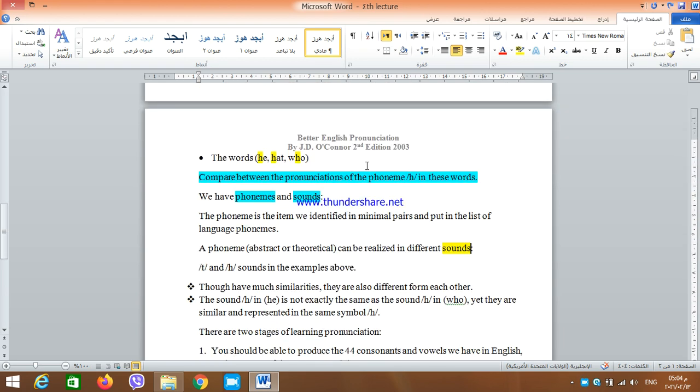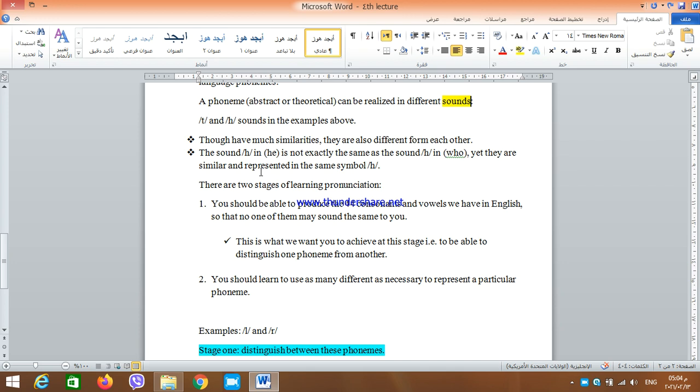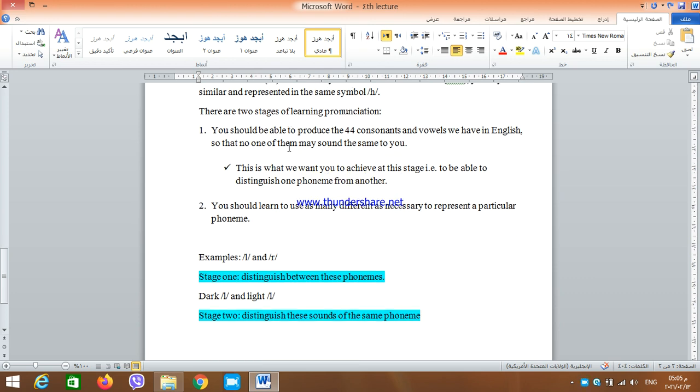Okay, the same thing with ha and hu. We have the same ha phoneme, but it is realized in three different ways. Though they have much similarity, they are also different from each other. The sound in ha is not exactly the same as the sound in ha in hu, yet they are similar. They are still referring to the same sound, to the same phoneme, which is the ha phoneme.